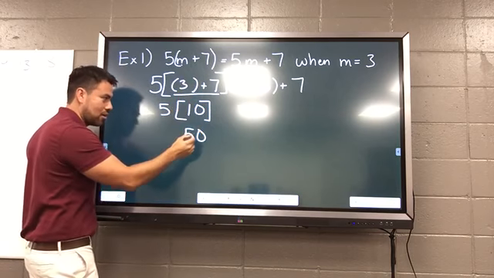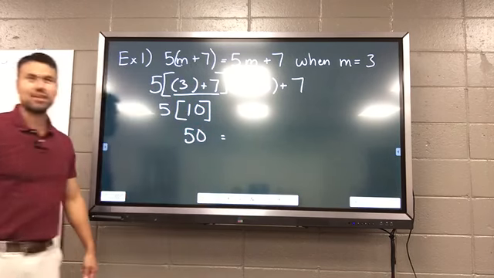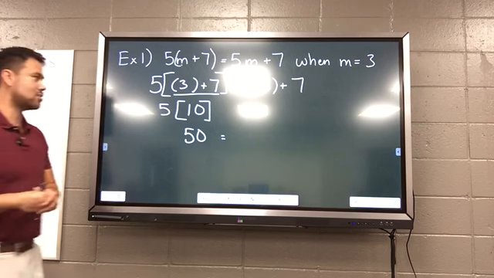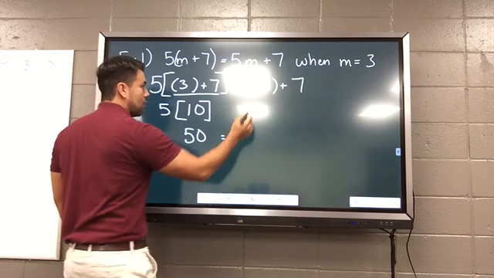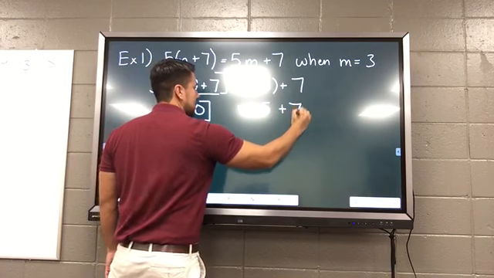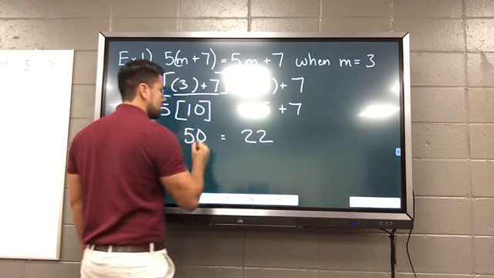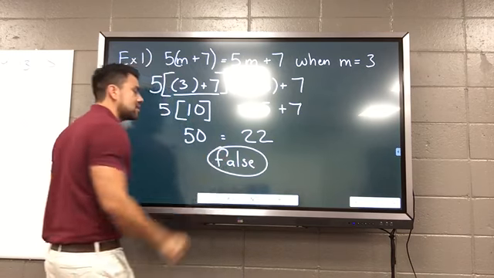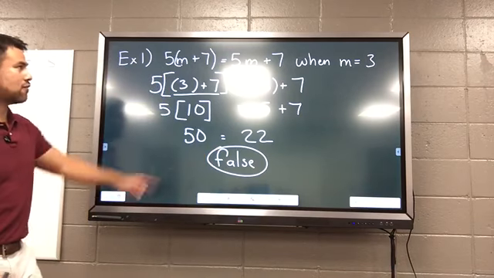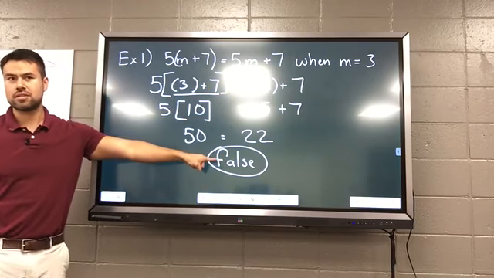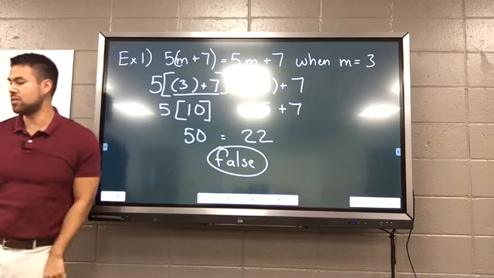So does this look familiar? I hope you're like, yes. We saw it. When's the last time you saw this kind of problem? Yesterday afternoon, so not even 24 hours ago. All right, what do you do on this right side? Yeah, you do 15 plus 7, and you get 22. Is this true or false? So you write false. So in this open sentence, if m equals 3, then you have a false open sentence. Does that make sense? Okay, so you'll be doing some of that on your own.